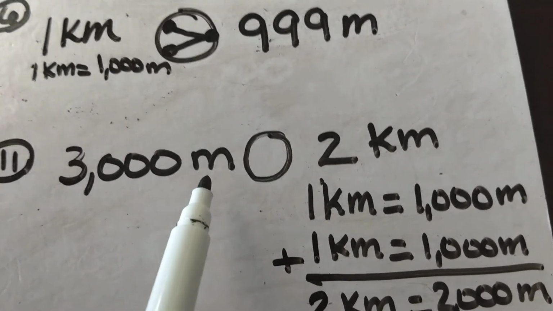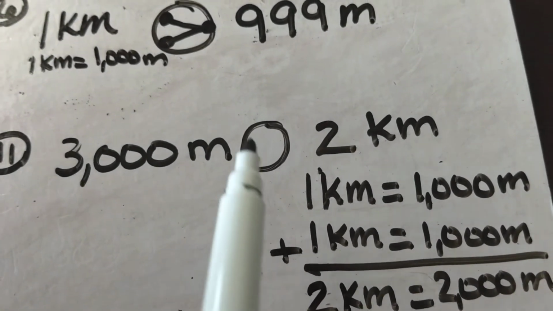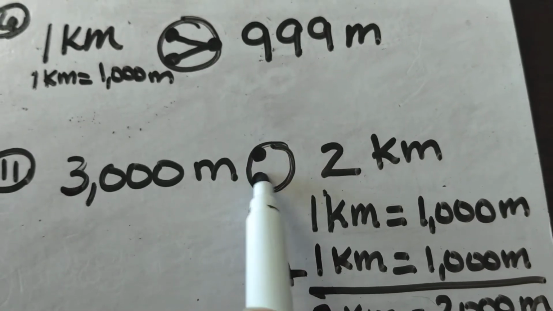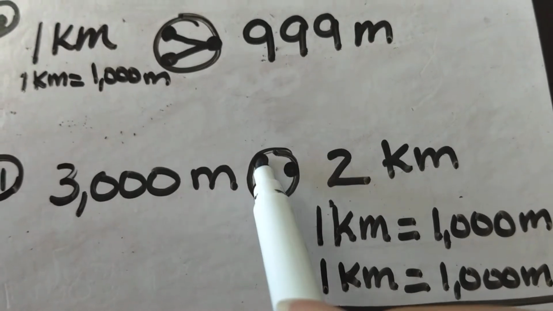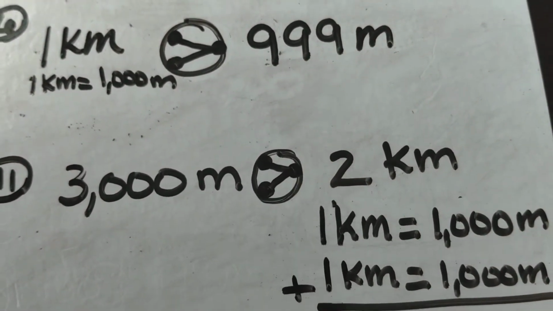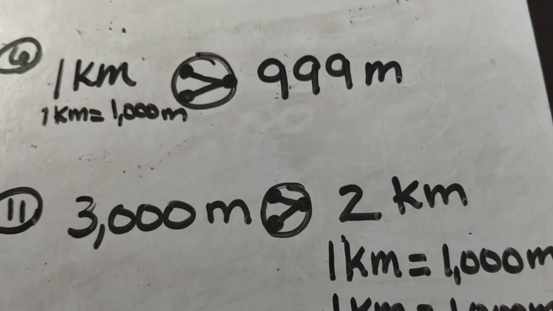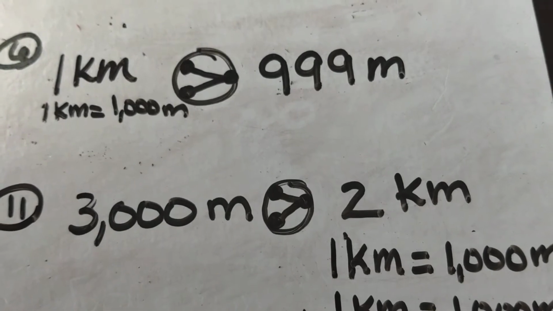So my answer here is 3,000 meters would be greater than 2,000 meters. Why? Because that 3 gets 2 dots. It's a larger number. And the 2,000 would get 1 dot, and we connect the dots. So 3,000 meters is greater than 2 kilometers.